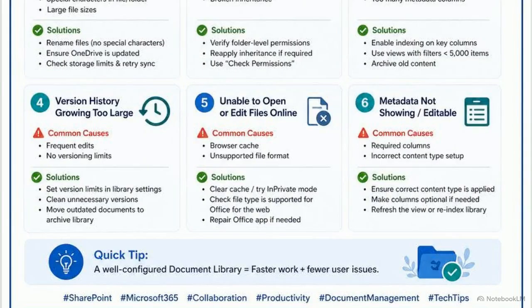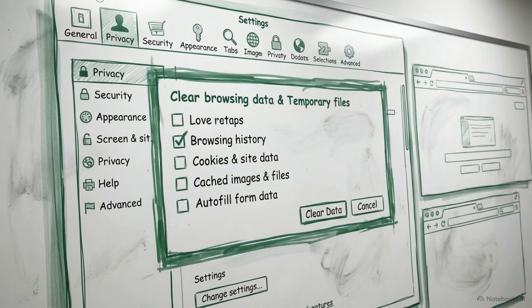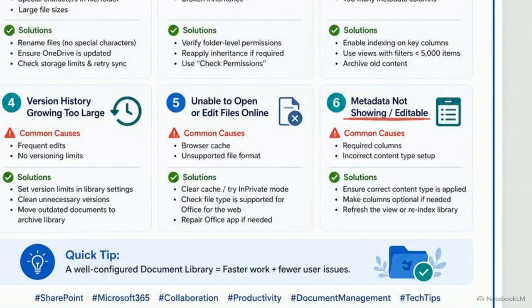Panel 5 introduces our final diagnostic phase, resolving mysterious roadblocks where users are unable to edit documents online. The immediate triage step for file opening failures is to force the browser into in-private mode or clear the cache. This eliminates local browser conflicts. If the issue is that files won't save properly, look at Panel 6.